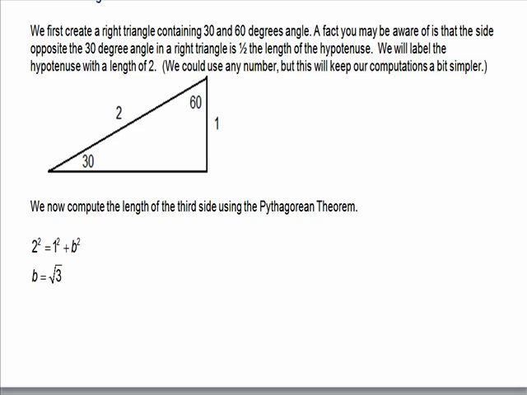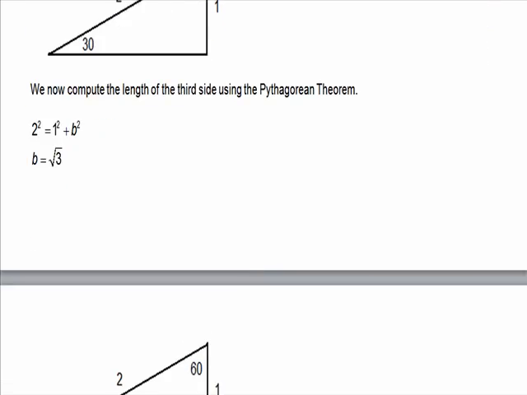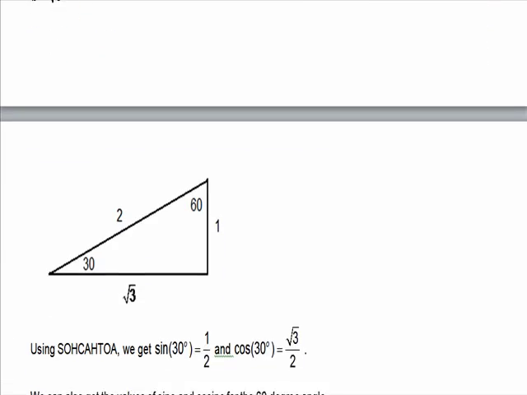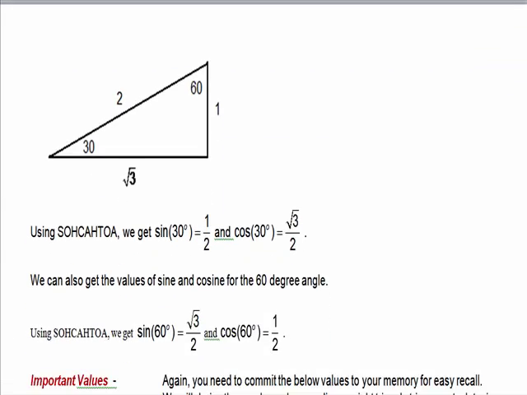And so if I do that, c squared is a squared plus b squared. So 2 squared equals 1 squared plus b squared. And if I do the math out, I end up getting b is the square root of 3. So now I have my triangle. There's my 30-60-90 triangle. The side opposite the 30 is the 1. The hypotenuse is 2. And I've just learned that the third side is the square root of 3.